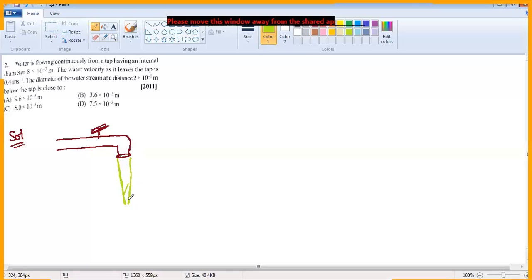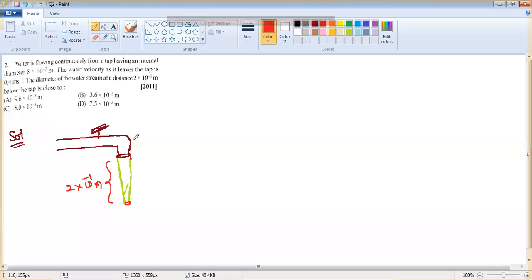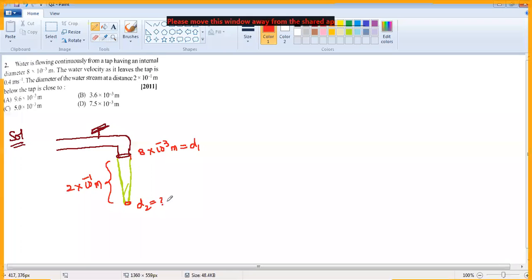Now this is the tap here. Now the question is, what is the diameter at this point? Here the diameter is exactly equal to the diameter of the tap. Now this height is 2 into 10 power minus 1 meter. Now this diameter is 8 into 10 power minus 3 meter. This diameter is D1. The question is, what is the diameter at the bottom point? Now this is the height h.